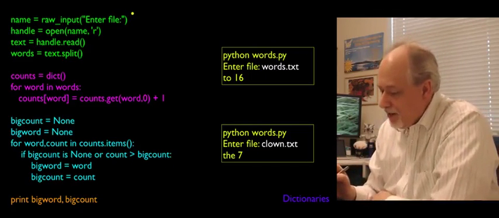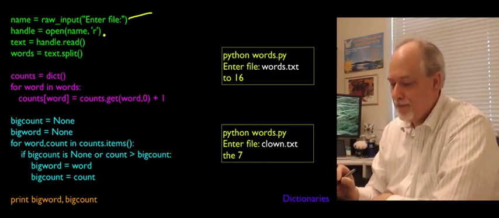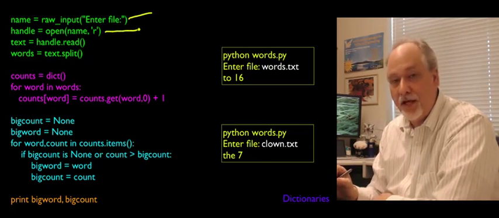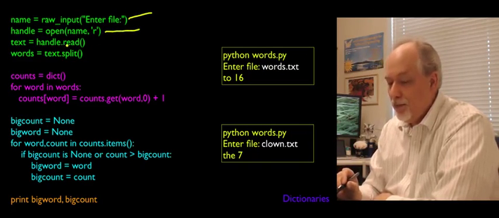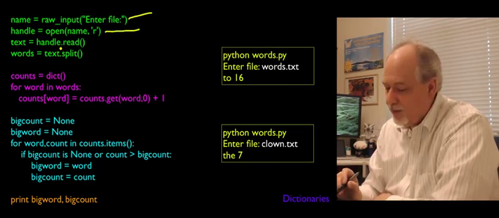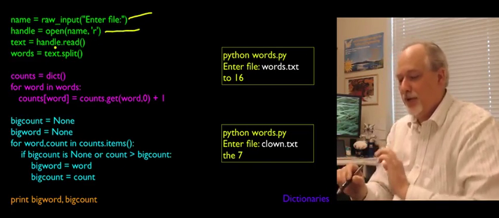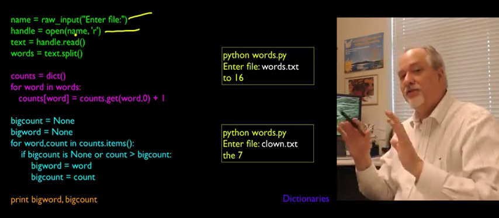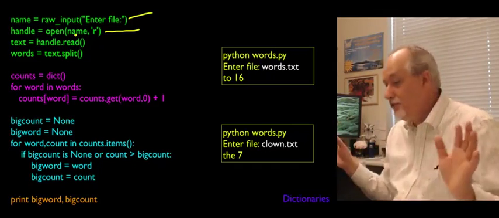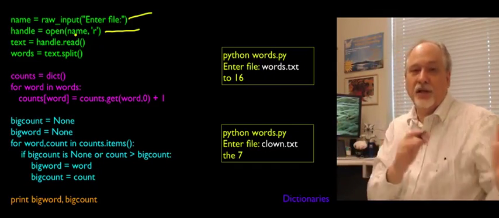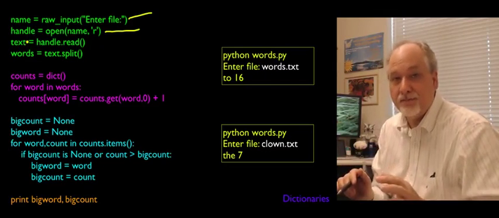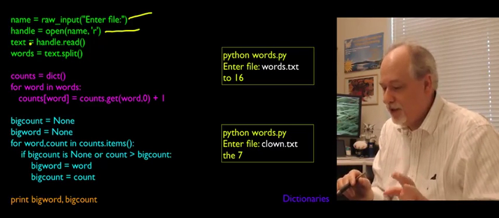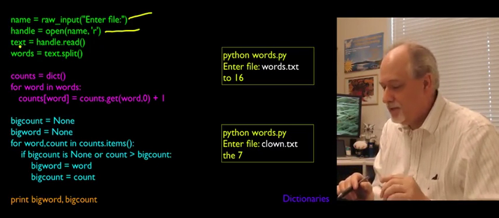Okay? So we're going to start out. We're going to ask for a file name. We're going to open that file for read. Then, because we know it's not a very large file, we're going to read it all in one go. So handle.read says, read the whole file, new lines and all, blanks, new lines, whatever, and put it in the variable called text. It's just mnemonic. Remember, I'm using the mnemonic variable names.